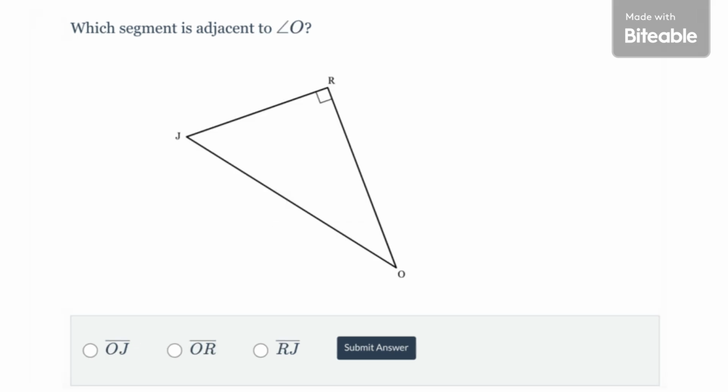Finally, the question asks which segment is adjacent to angle O. Remember, adjacent means right next to, so it has to be a side directly beside our reference angle, O. It's also not the hypotenuse. So the side right next to angle O that isn't the hypotenuse is OR. That is our answer.